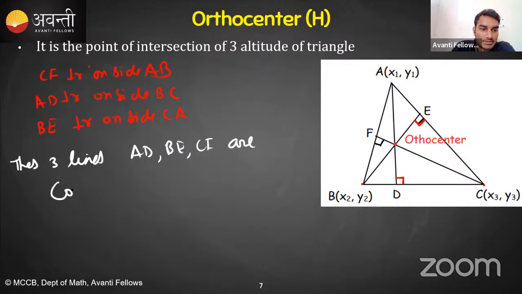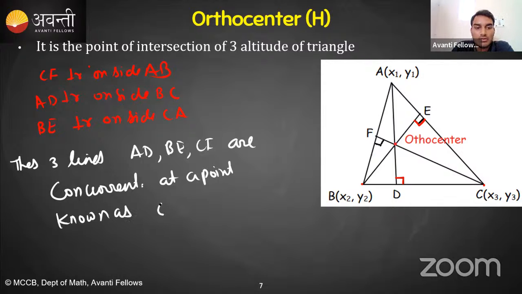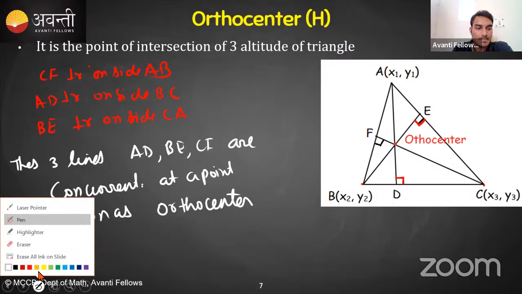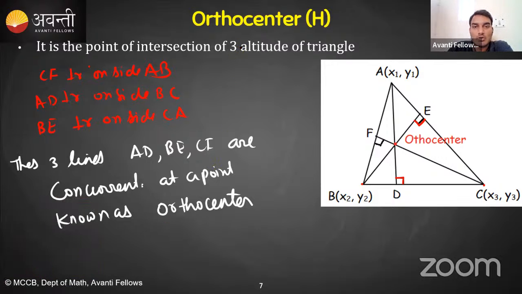are concurrent. Concurrent means they will intersect at one point, and that point of intersection is known as orthocenter. Concurrent at a point known as orthocenter. Is this clear? So we denote our orthocenter with the symbol H. So this is the orthocenter.